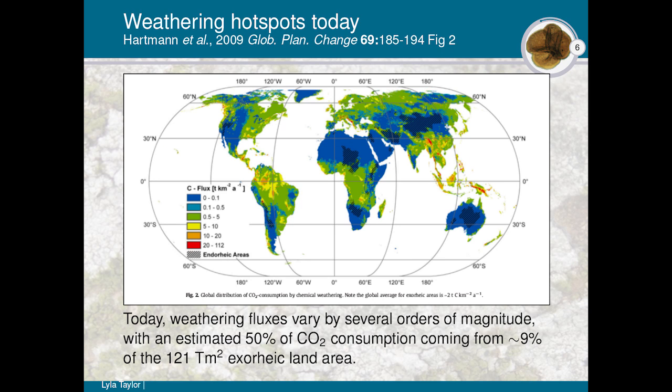And now I'm going to tell you a little bit about how weathering works today. This is a map of CO2 consumption flux over the Earth. You can see that there are several orders of magnitude difference between different places, and that the weathering is actually taking place in hotspots. As a matter of fact, 50% of the global CO2 consumption today is coming from approximately 9% of the terrestrial land area. So you do actually need a spatially resolved model in order to tease that apart.